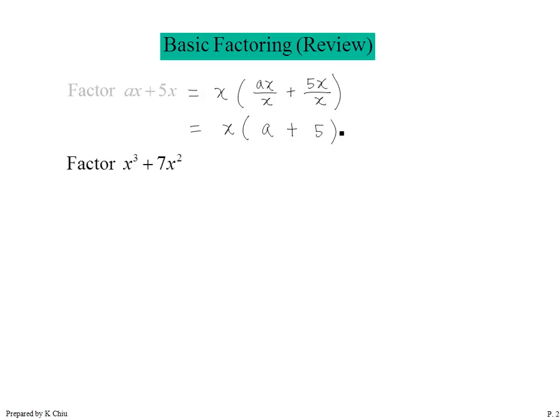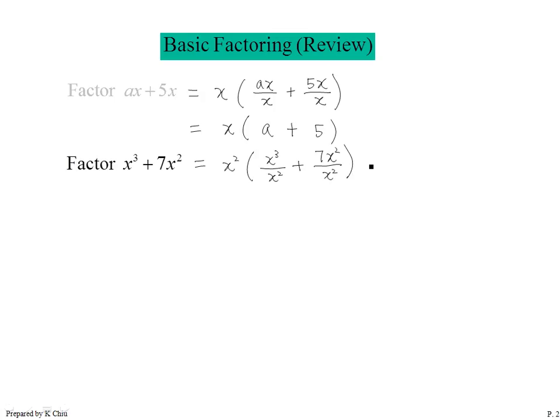I want to factor x cubed plus 7x squared. How many terms do we have? Two terms. What do they have in common? What is the GCF? X squared. So I'm going to factor out the x squared. And the leftover would be x cubed over x squared, the original term divided by the GCF, plus 7x squared divided by x squared.